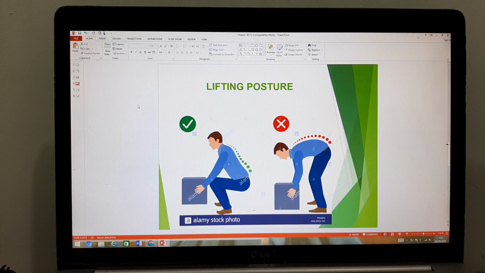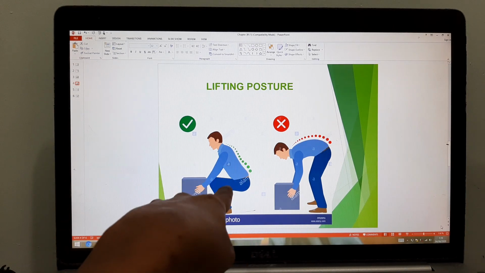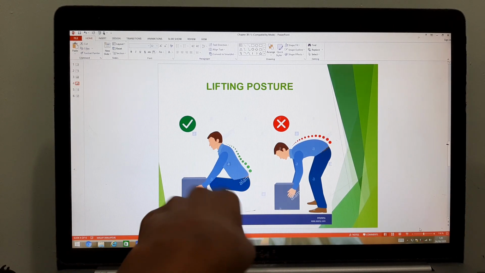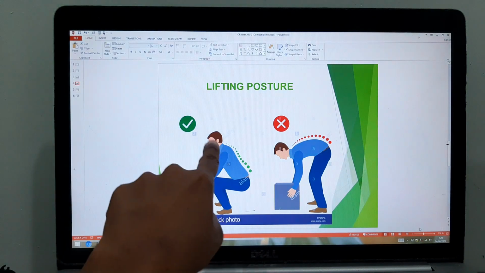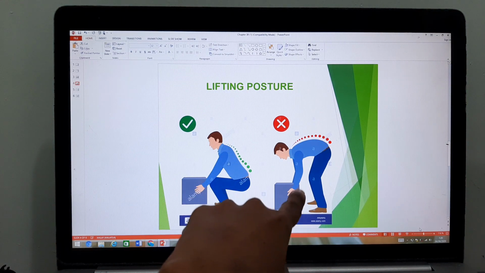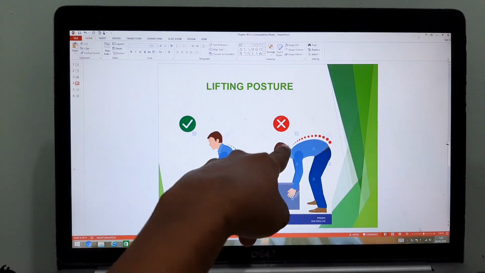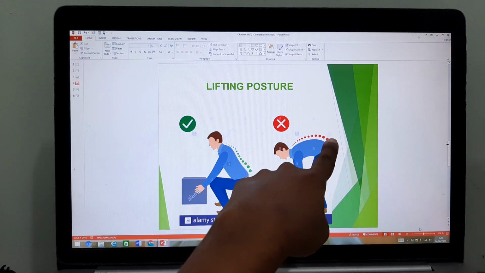So if you look at the diagram over here, you need to bend down, making a 90 degree angle with the flat surface, and then you lift up your object. You're not straining your back as compared to this way. When you slouch, you are going to strain your back.